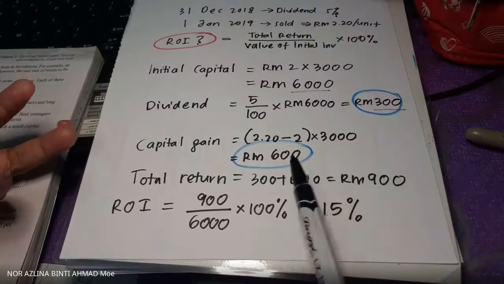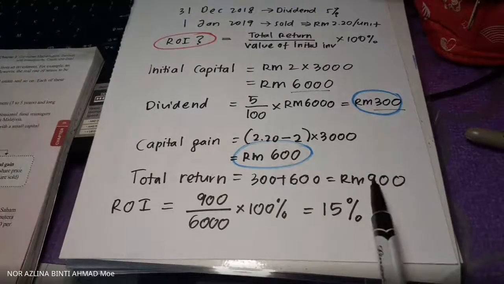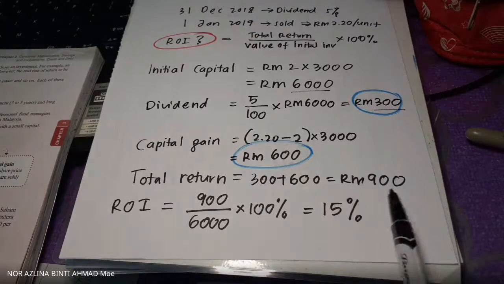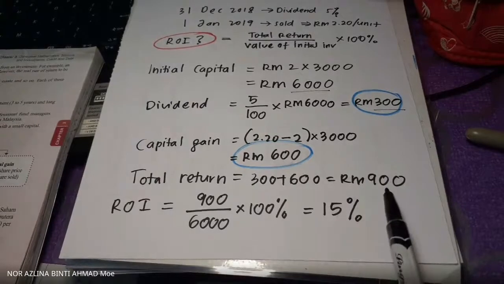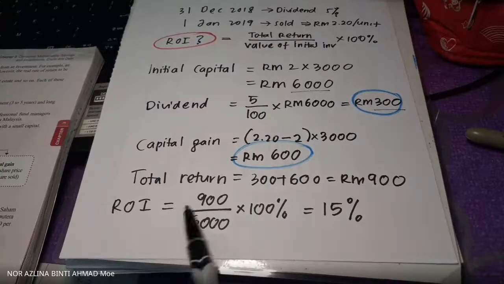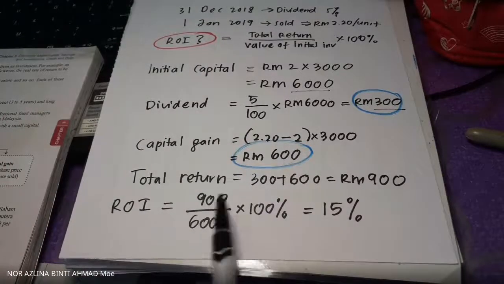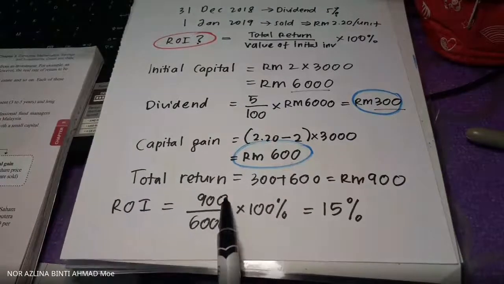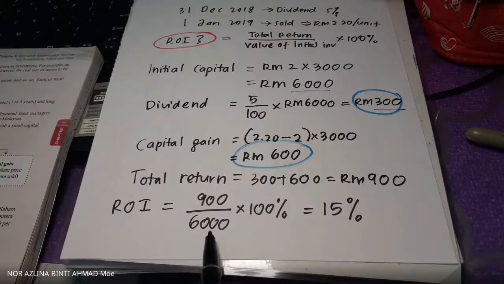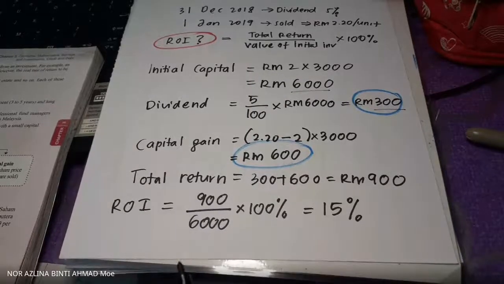So 300 tambah 600, 900 total untung dia. Total return dia. Untung dia 900. So to get return on investment, 900 over 6,000 multiply 100. So 900 yang untung yang dia dapat per dengan jumlah asal yang dia labur. Dia labur sebanyak 6,000. Untung dapat 900. So multiply 100. So we get 15%.